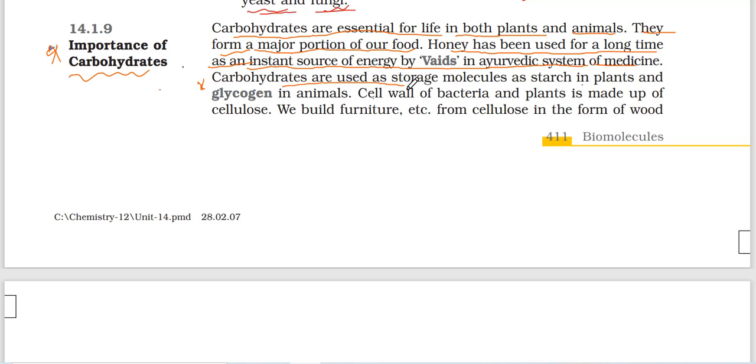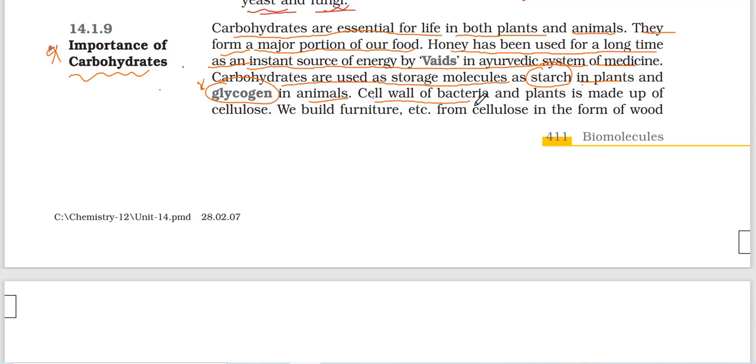Carbohydrates are used as storage molecules, as starch in the plants and glycogen in the animals. Plants are storing as starch. That starch only we are taking as grains, food grains. Then animals are storing as glycogen. Whenever it is required, they will bring it back, and they are using it whenever glucose is required.